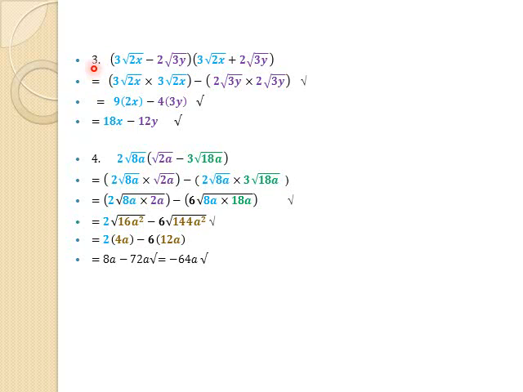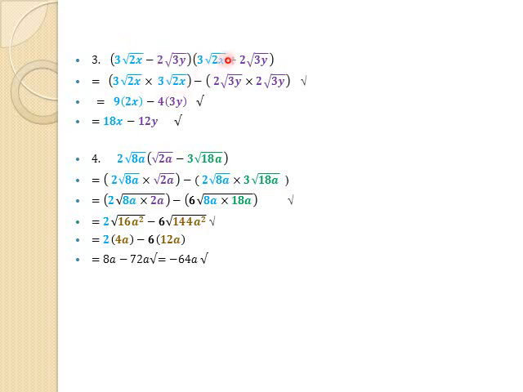So in problem number 3, I have in one bracket 3 square root 2x minus 2 square root 3y. Next one, 3 square root 2x plus 2 square root 3y. So my brackets contain the same terms, but one is positive and negative. Straight out, we're just testing difference of two squares, meaning I multiply first term with first term, and then last term with last term. So 3 square root 2x times 3 square root 2x.